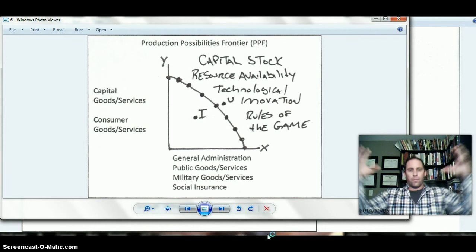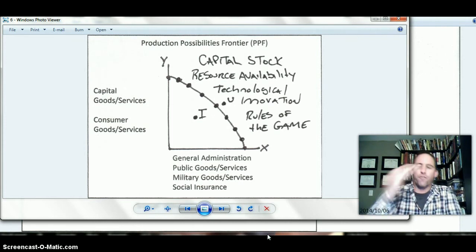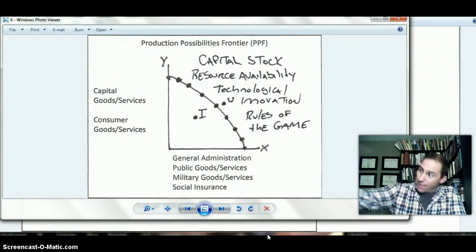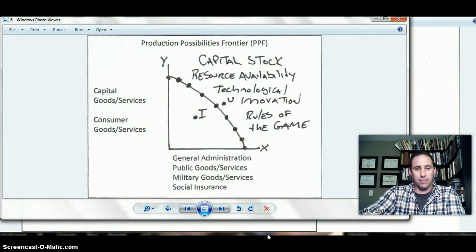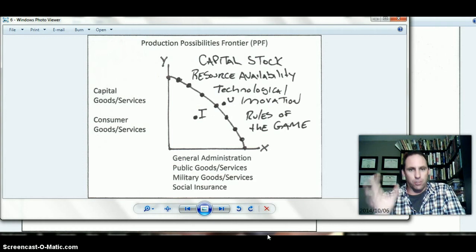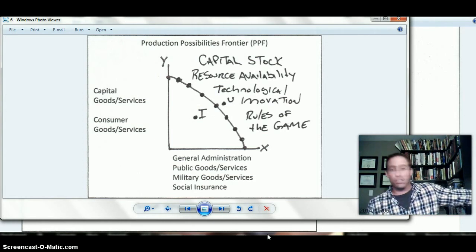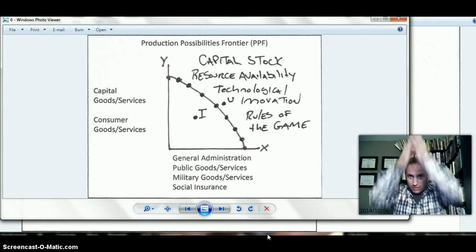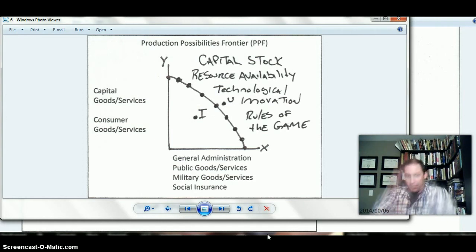Here we go. Let's talk about hydraulic fracturing. The 4 ways to expand and increase the production possibilities frontier are through increases in capital stock, increases in resource availability, increases in technological innovation, and improvements to the rules of the game. Now, hydraulic fracturing is a technological innovation that was developed in the Barnett shale fields in Texas. What they did, they decided to drill horizontally. They drilled down and then drilled horizontally into the shale and blasted it with a secret mixture to extract the gas.